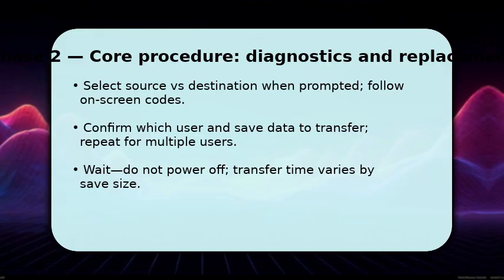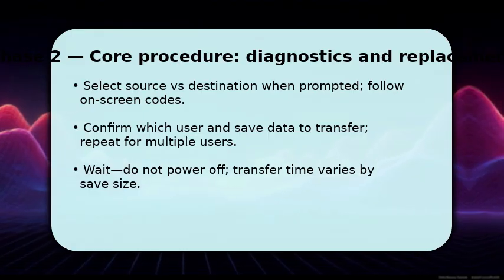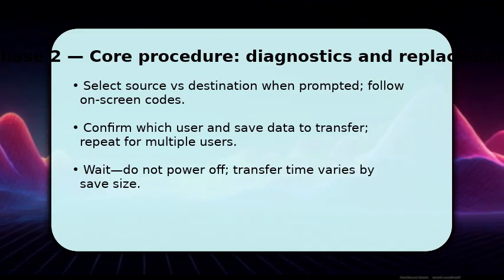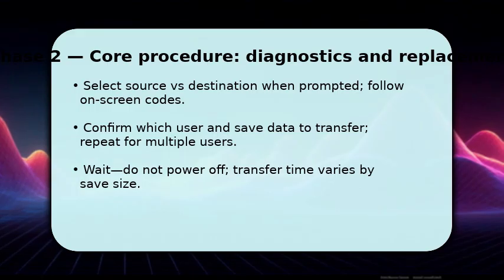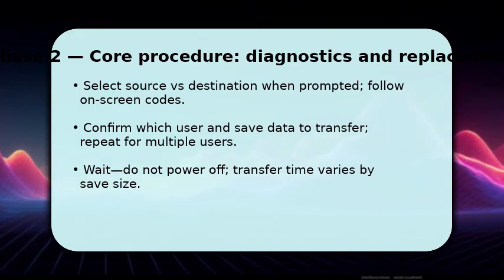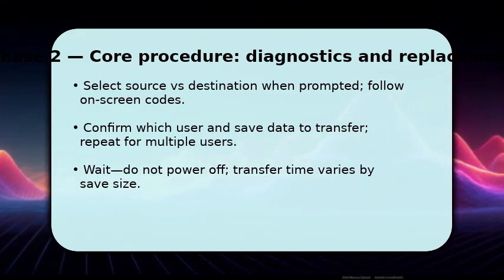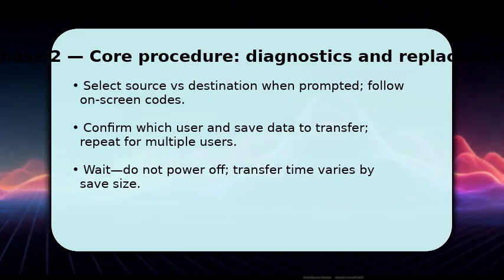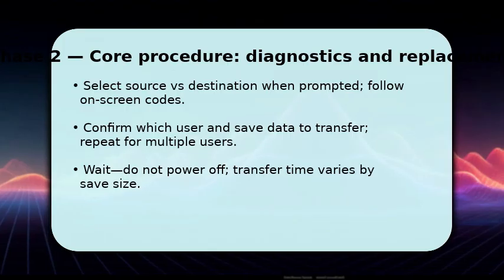Make sure to select the specific user profile and any attached save data. If you have multiple users, repeat the steps for each one. Keep both consoles awake and connected because interrupting the process can corrupt a transfer. This method actually moves the user and local saves, so you'll preserve progress exactly as it was.